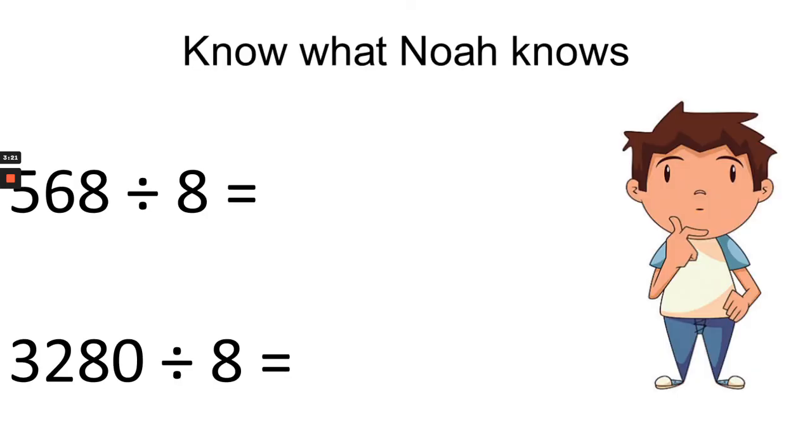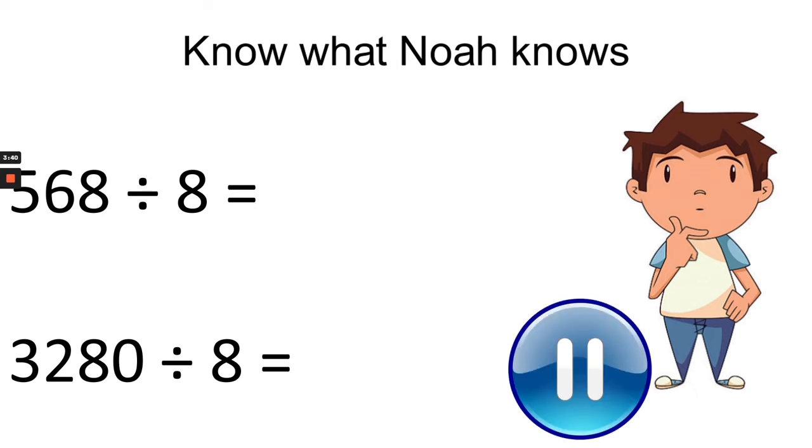All right, we're moving on to what Noah knows. Noah's going to use his related facts to divide these tricky equations. He's got 568 divided by 8 and 3,280 divided by 8. No formal method, just related facts. So go ahead and pause your video now and try and use your related facts on these ones. All right, let's see how we got on.